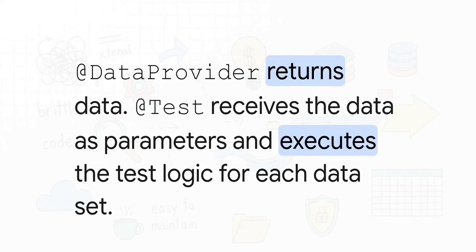And putting it all together looks something like this. The @DataProvider's only job is to return the data, and the @Test method's job is to receive that data as parameters. This simple little connection lets your test logic run over and over, once for every single data set you give it. Pretty clean, right?